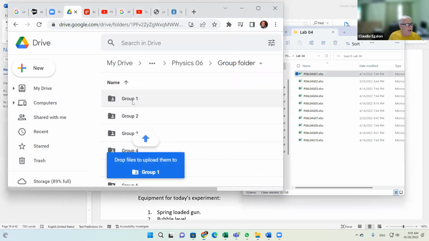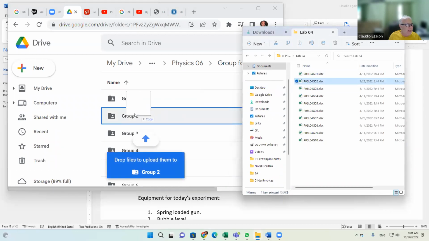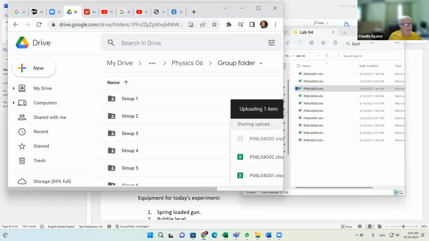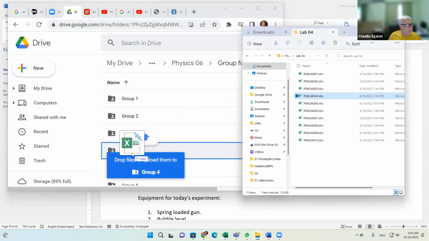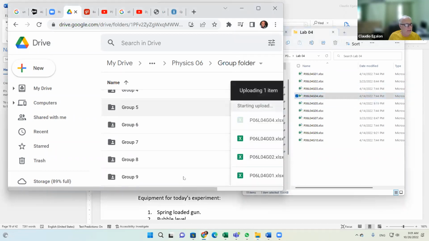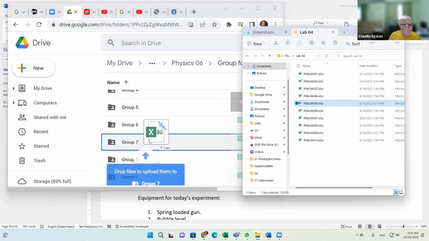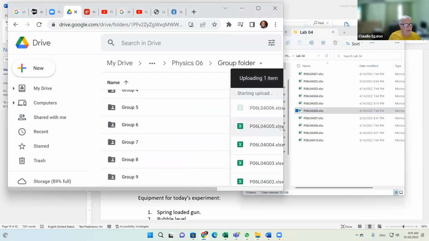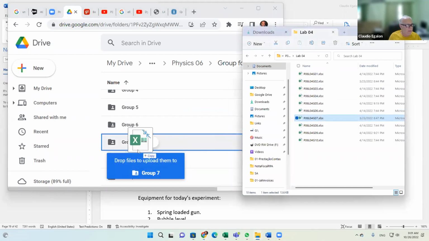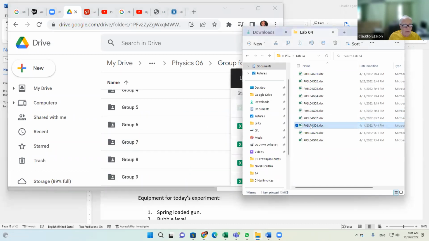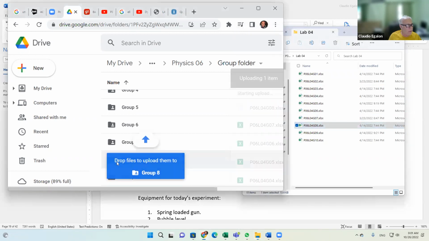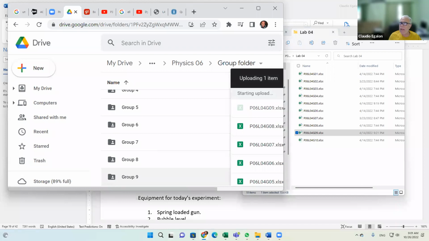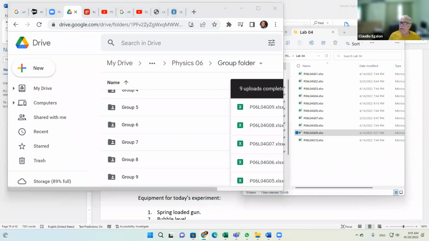So here you go. Group 1, you have your spreadsheet there. Group 2, you have your spreadsheet there. Group 3, spreadsheet there. Group 4, spreadsheet. Group 5, Group 6, Group 7, Group 8, and Group 9.